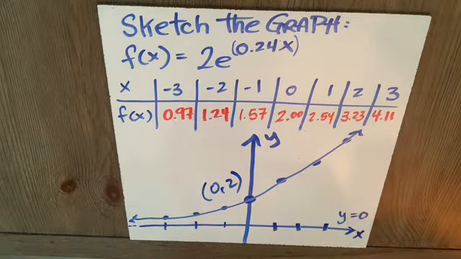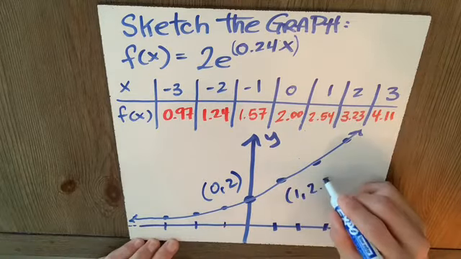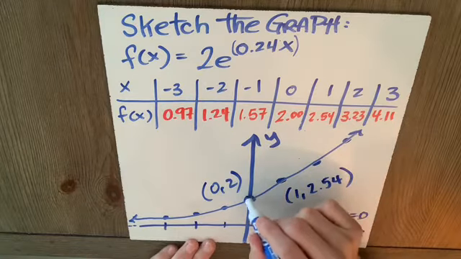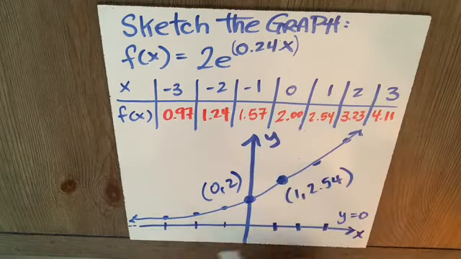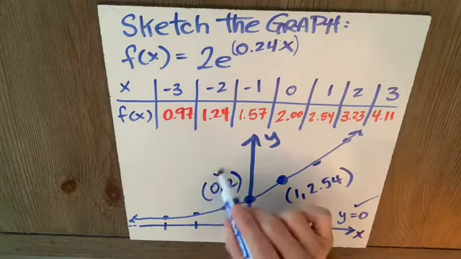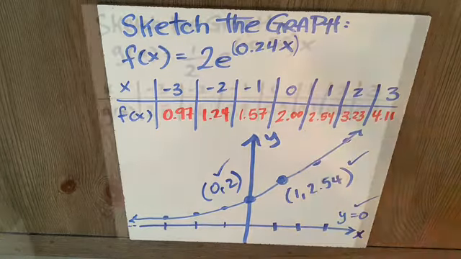So I've asked, here is our point 1, 2.54. When you graph, I've asked for at least 2 points and 1 asymptote. My asymptote is at y equals 0. I've got a point at 0, 2, and 1, 2.54.